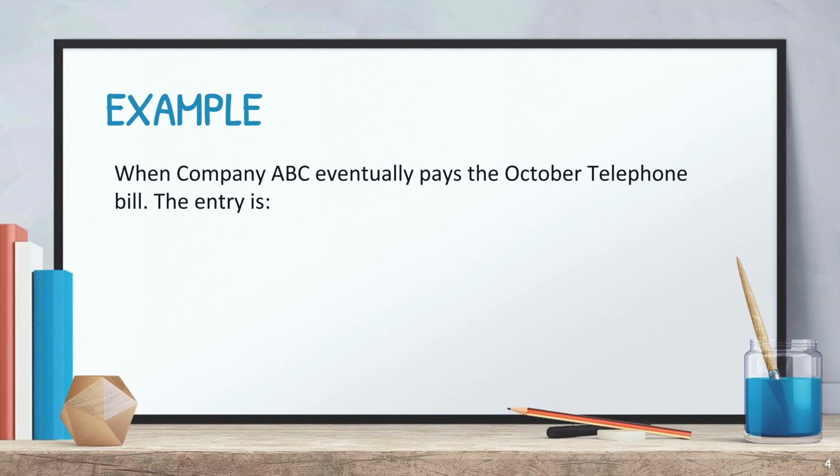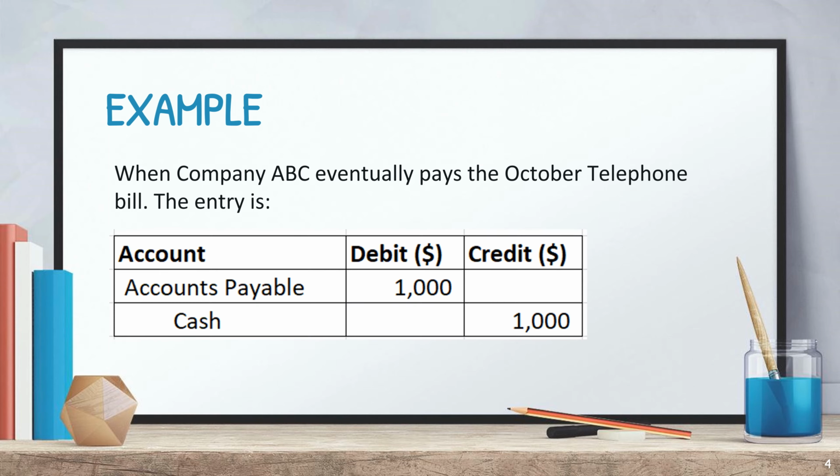Now, let's move on to the second transaction. Company ABC eventually pays the October telephone bill. How do we record this payment in the journal? We will again identify the accounts involved, which are cash and accounts payable. In this case, cash is credited with $1,000 because the company is reducing its cash balance by paying the bill.